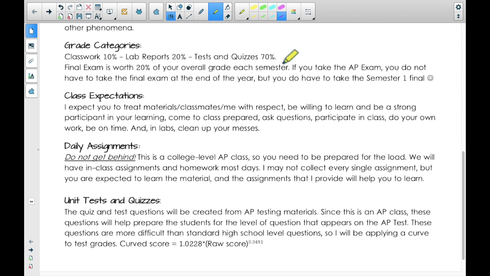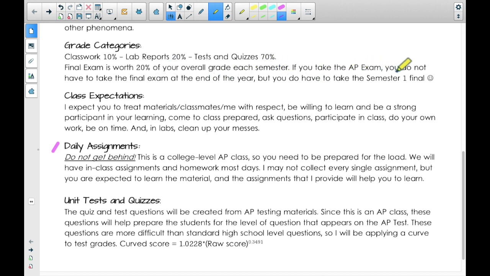So you can see tests and quizzes are worth a lot more than classwork. That has a couple of implications. For one, we have a lot more classwork, and yet it's worth less. For another, that classwork just doesn't count as much. I'll talk about that when we get to the section on daily assignments. But final exams are 20% of your overall grade each semester.